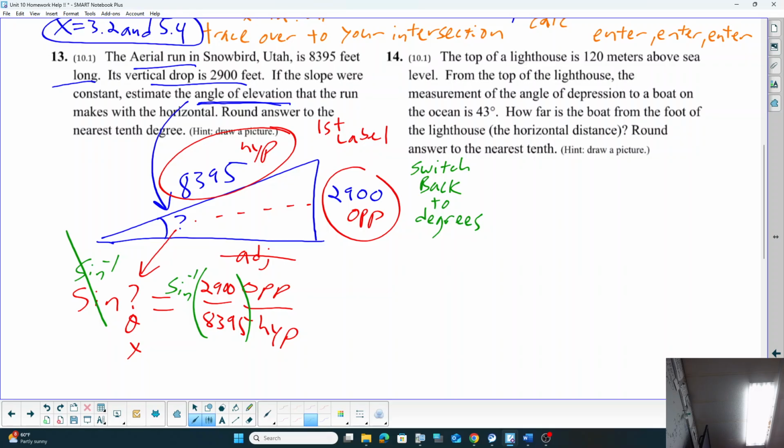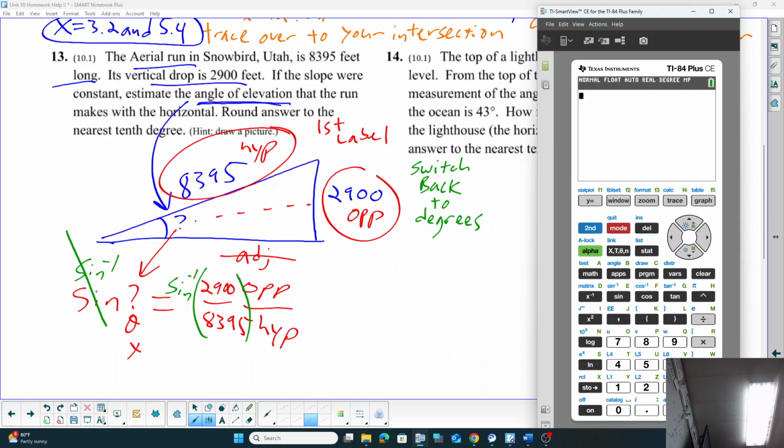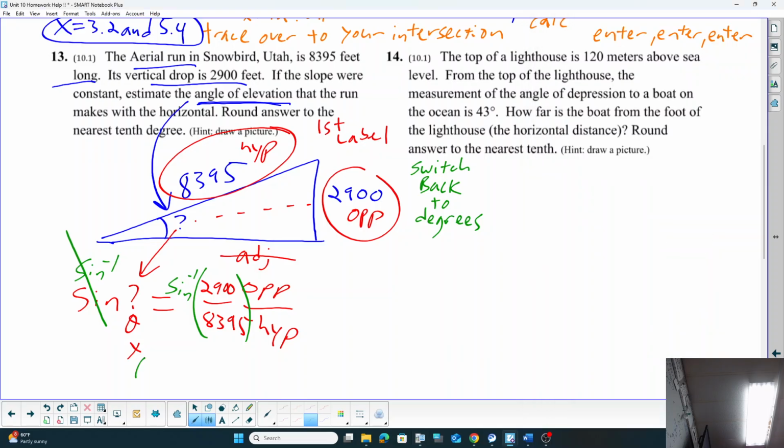Cool. So now we're going to go ahead and plug that into our calculator. Now that we switched back to degrees, we're going to go second inverse, so second sine. Use the second button first, and then sine. And then we're going to do 2,900 divided by 8,395. And we get our angle there of 20.2 degrees. Nice. So theta equals 20.2 degrees to the nearest tenth of a degree. So 20.2 degrees is our answer.